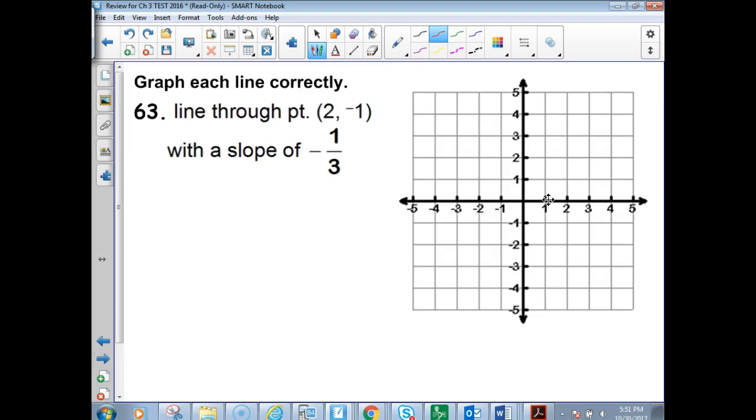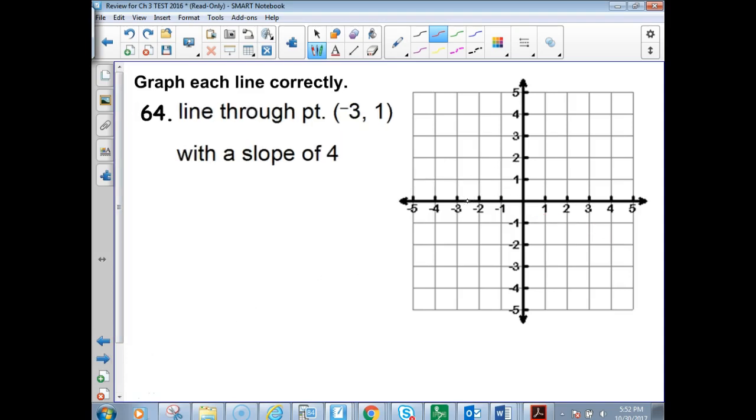Graph each line, go to 2, -1. Use a slope of -1/3, which would mean down 1 and right 3. So from that point at 2, -1, down 1, right 1, 2, 3, then we stop because I need 3 points. You said to graph at least 3 points. So I reverse that slope. The opposite of down would be up 1, and the opposite of right would be left 1, 2, 3. And see, they're lining up. You could do it again. Up 1, left 1, 2, 3. Now we can make a nice line through our points. Put arrows on the end.